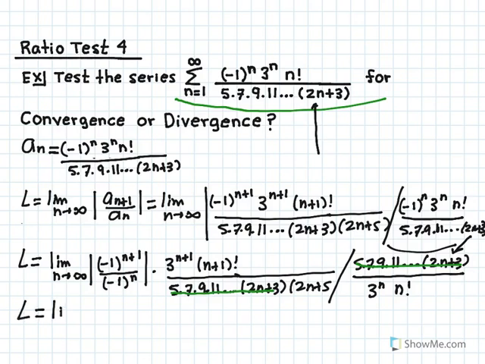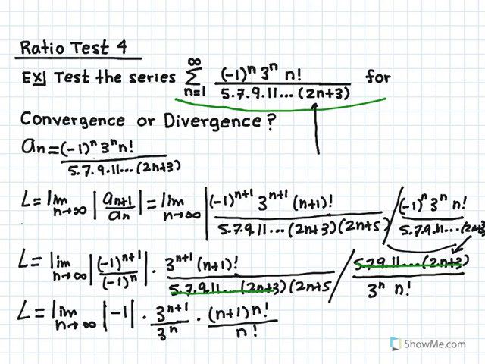Simplifying further, we get L is equal to limit n approaches infinity, absolute value of negative 1, because they have the same base, subtract off the exponents, we get negative 1 to the power of n plus 1 minus n, which is just negative 1, times 3 to the power of n plus 1 divided by 3 to the power of n, times n plus 1 factorial, which can be rewritten as n plus 1 times n factorial, divided by n factorial. So we can simplify this quite a bit, and of course, the n factorial cancels out.